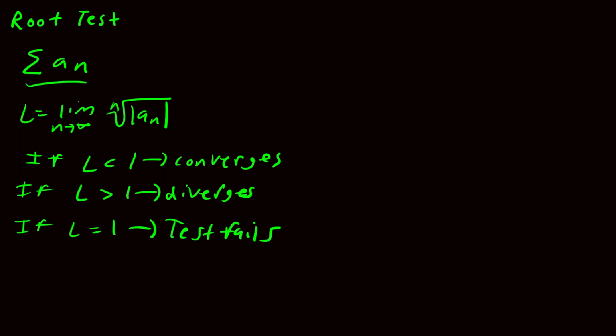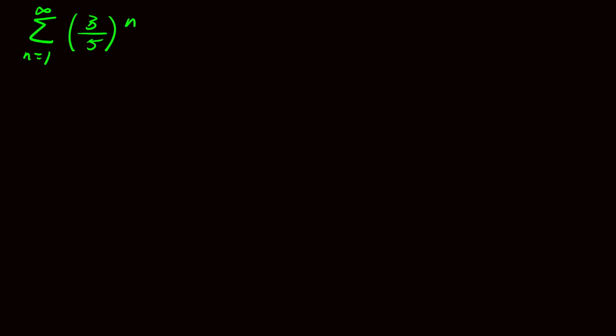So again, they give you some series. This time, you take the nth root of that series and take the limit of it. And the same kind of rules apply. If the limit is less than 1, it converges. If the limit is bigger than 1, it diverges. And if L equals 1, the test fails. So let's get right into our new example.